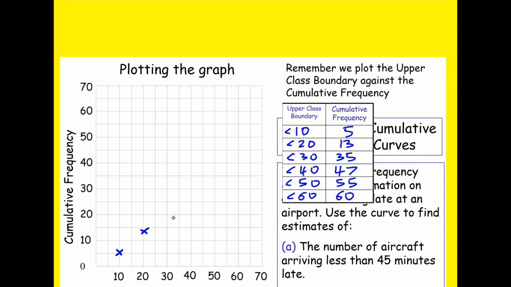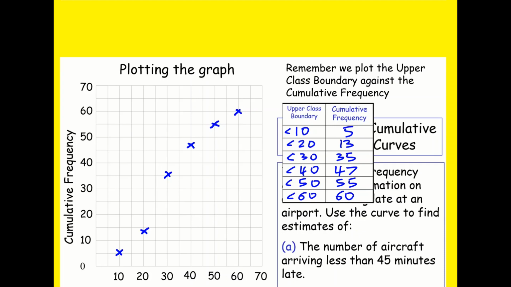For 30, it's going to be 35. Just got to make sure you're really careful. So it's the upper class boundary that's 30, and then it's 35 that's actually the cumulative frequency. For 40, we've got 47. That's going to be about here. For 50, we've got 55. And then for 60, we've got 60.